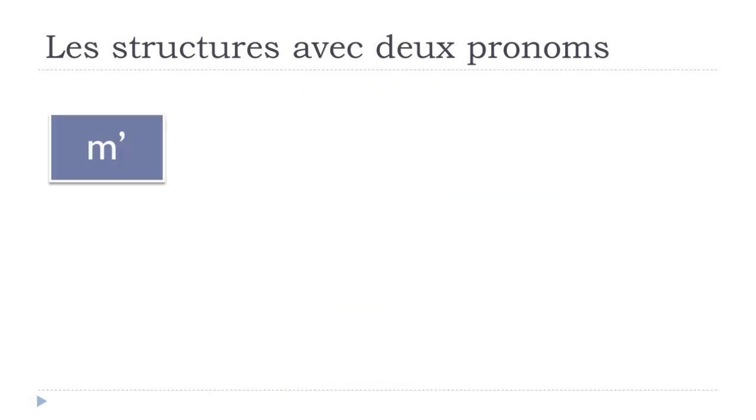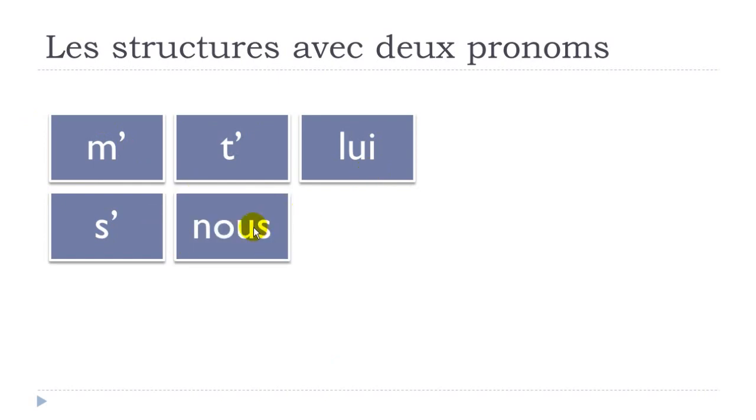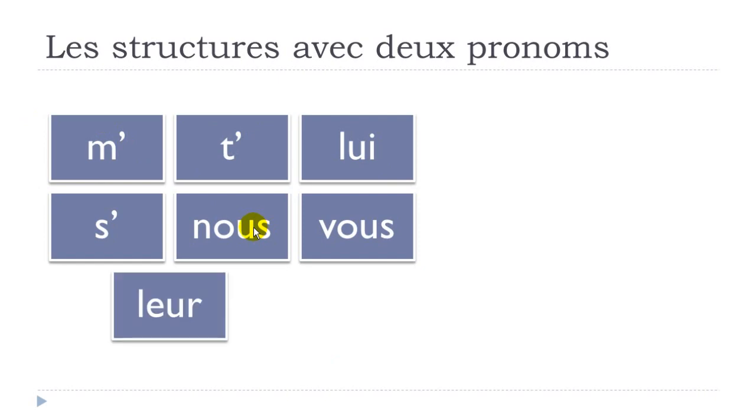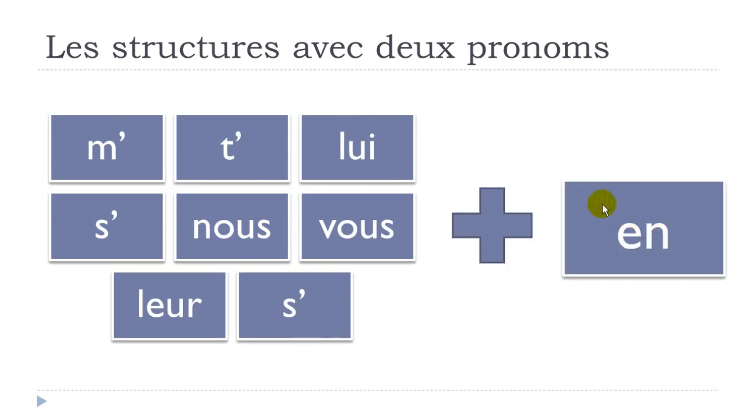So me, or then m', te, t', lui, se, or s', nous, vous, leur, and se, or s', will be placed before en. So that's the rule. En will come after me or m', te or t', lui, se or s', nous, vous, leur, or se or s'. So that's the way it will go. So en is coming after.